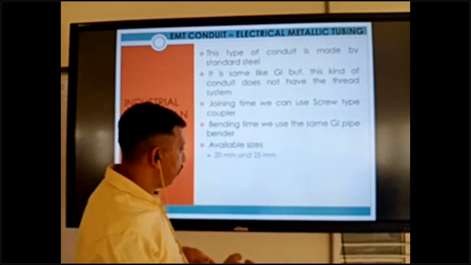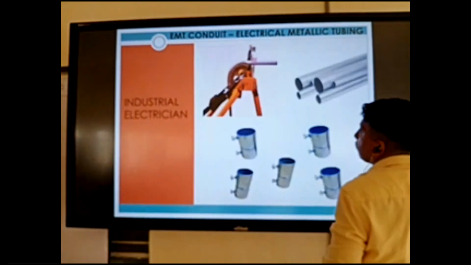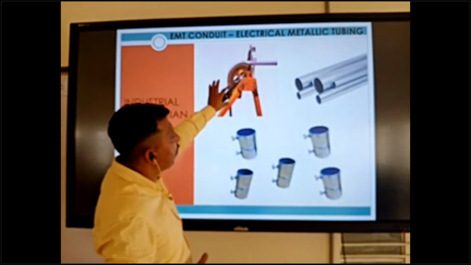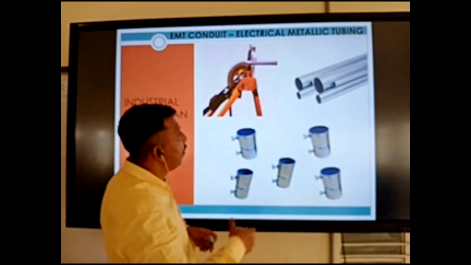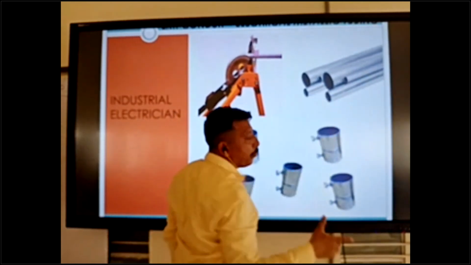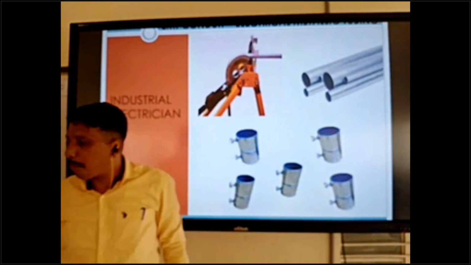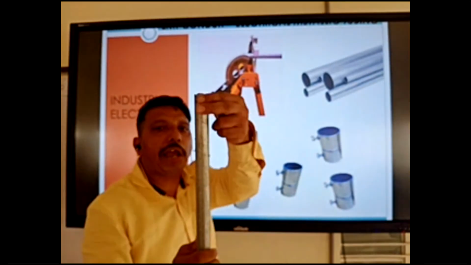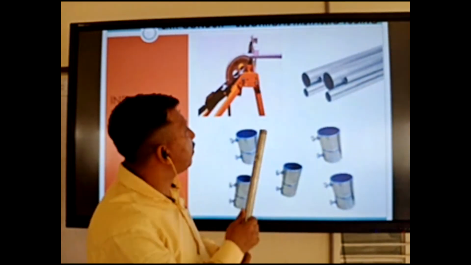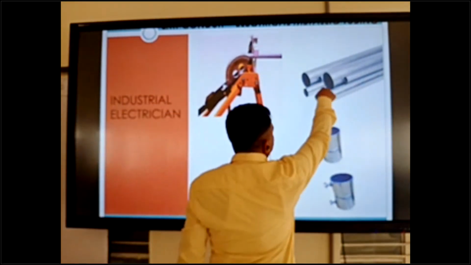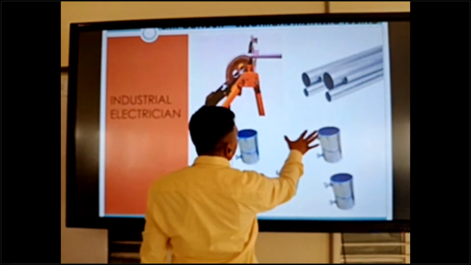So next one, for bending we can use the same bender. This is the EMT pipe. You can see there is no thread, no need to thread. The GI pipe already has the thread. I will show you, this is the thread. So we can use the thread on GI pipe, but EMT does not have a thread. You can see there is no thread there.